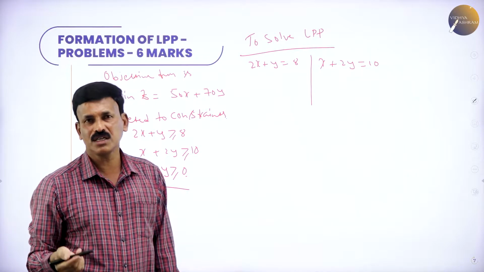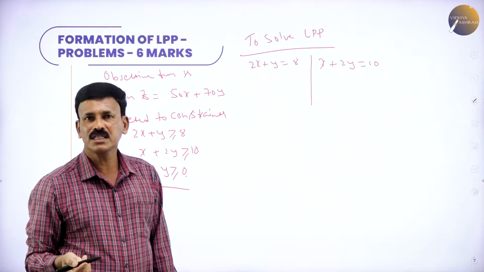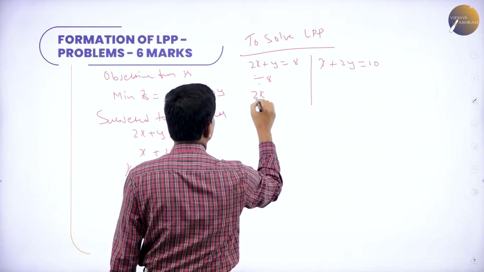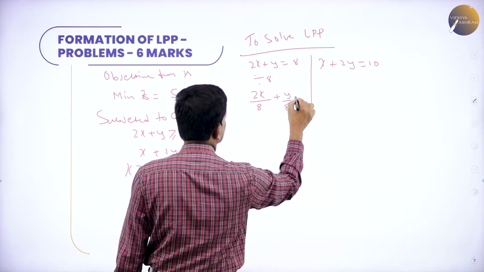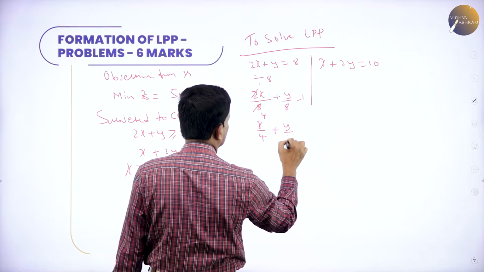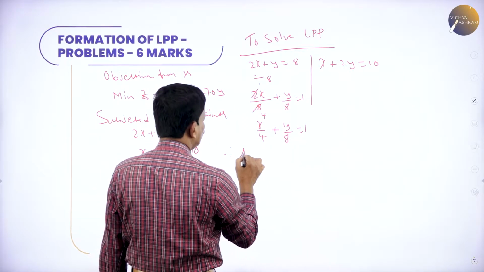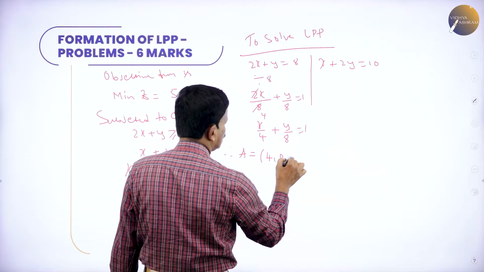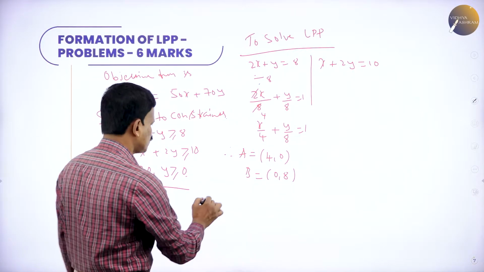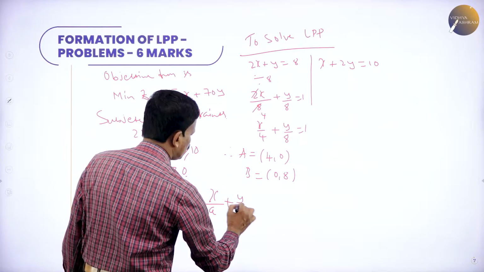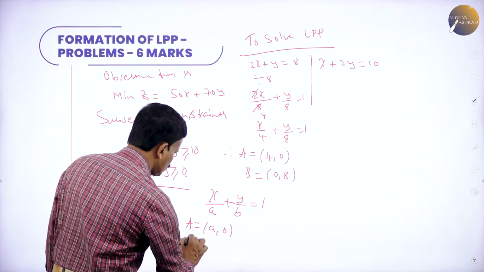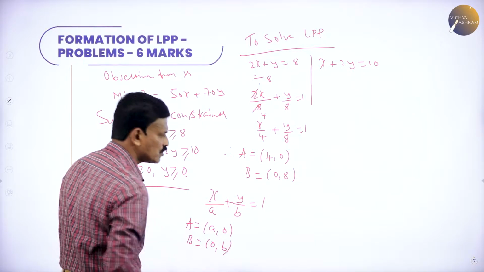Put x is equal to 0, you will get y, or put y is equal to 0, you will get x. Or the easiest method is divide by 8. If you divide by 8, you will get 2x by 8 plus y by 8 is equal to 1. This is 2 4s, so it gets cancelled. X by 4 plus y by 8 is equal to 1. Therefore the coordinates of A is 4 comma 0 and B is 0 comma 8. Since this is of the intercept form x by a plus y by b is equal to 1, therefore the coordinates of A is a comma 0 and coordinates of B is 0 comma b.